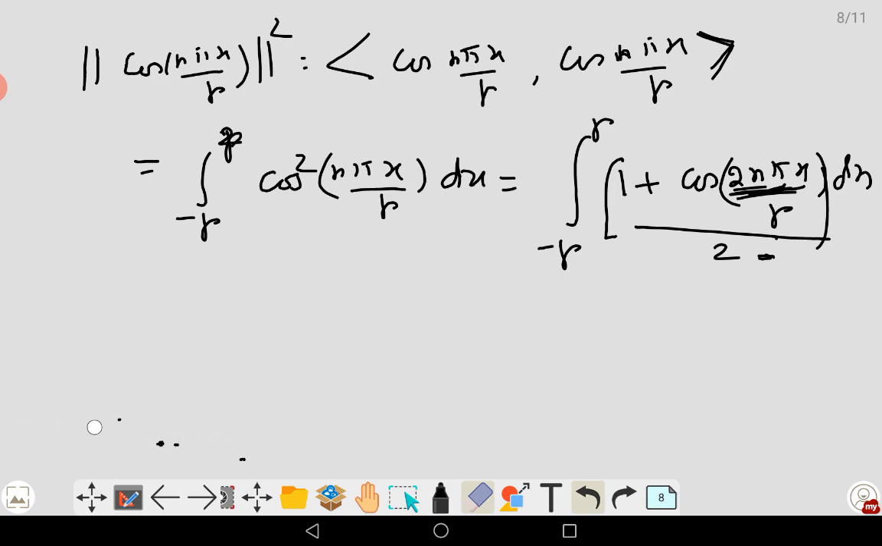Now integrate this one. First 1 by 2 can be taken out, integration of 1 will be x, cosine will give you sine.